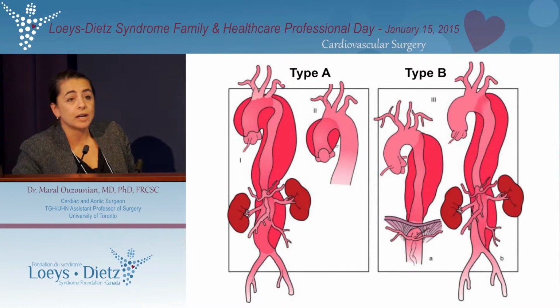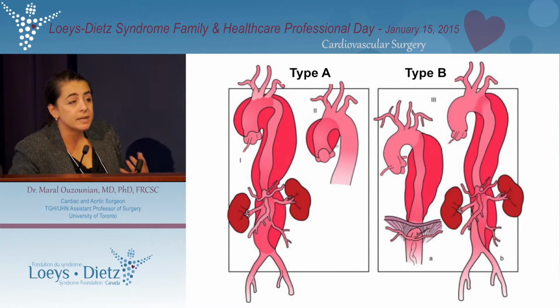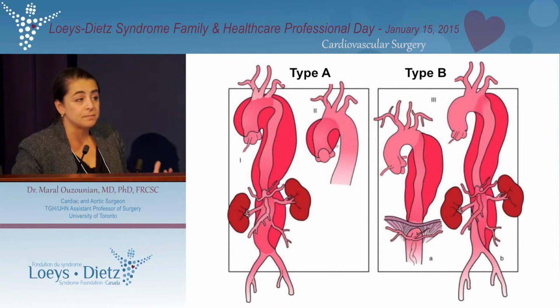So this is what we're talking about when we discuss dissections. Type A involves dissections that include the ascending aorta. The reason these are surgical emergencies is because the risk of death with just medical treatment is extremely high, 1% per hour, 50% within 2 days of dying from a type A dissection. So we operate essentially on all of these patients.